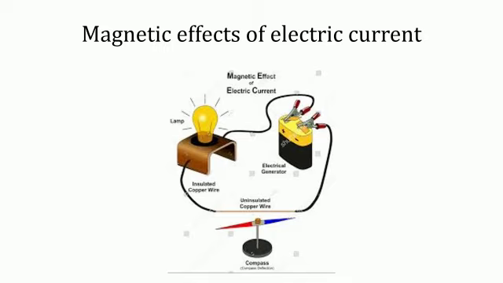Also, when the current started flowing, the needle changed its position. This showed that a magnetic field was created when electric current started flowing in the wire. This is the magnetic effect of electric current. It was first observed by Hans Christian Oersted.